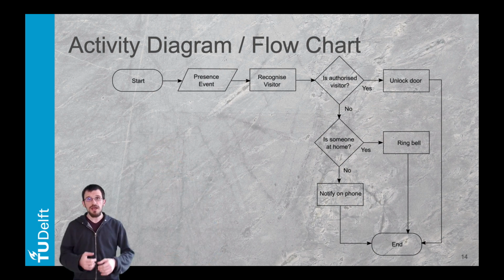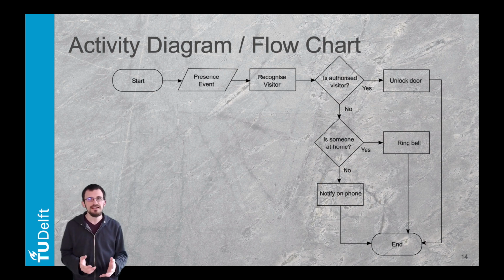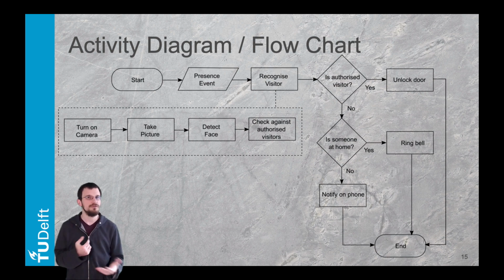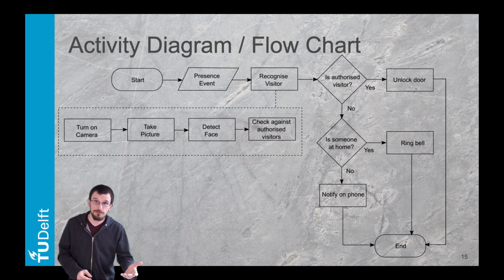The presence detection and the recognition could be both detailed further, as there might be several ways and steps in order to detect and recognize a person. For instance, the recognition could be video-based, as we chose in the demo. Then the system needs to turn on the camera, take a picture, detect a person, and check it against a list of authorized visitors. We note that if the visitor is not automatically granted access, the flow stops.